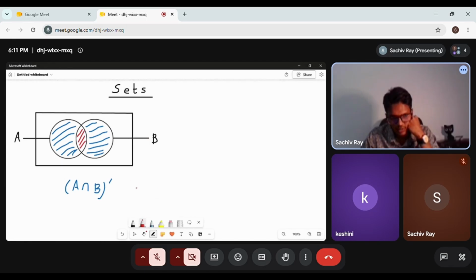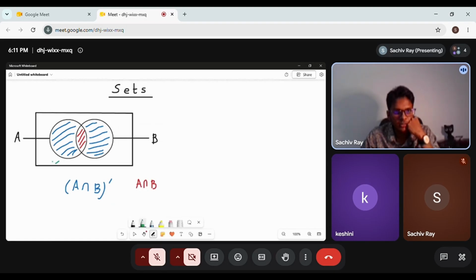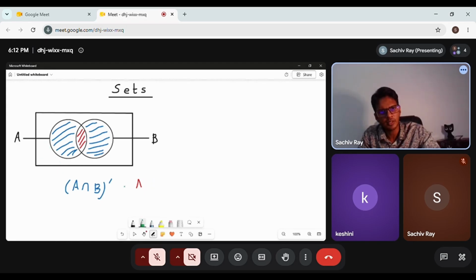Okay, let's just write A intersects B is the red part. So complement means without that part. So without this part, what is there? This entire piece is out, right? This is also out. So can we take that? No, right? So think of it like this. Okay. Now, what if here is this, right? Am I able to select it? Yeah, right.